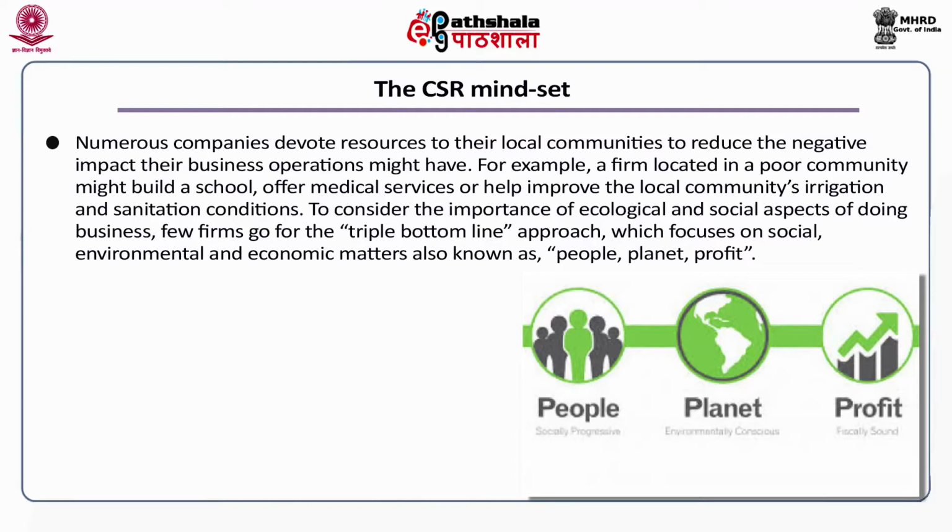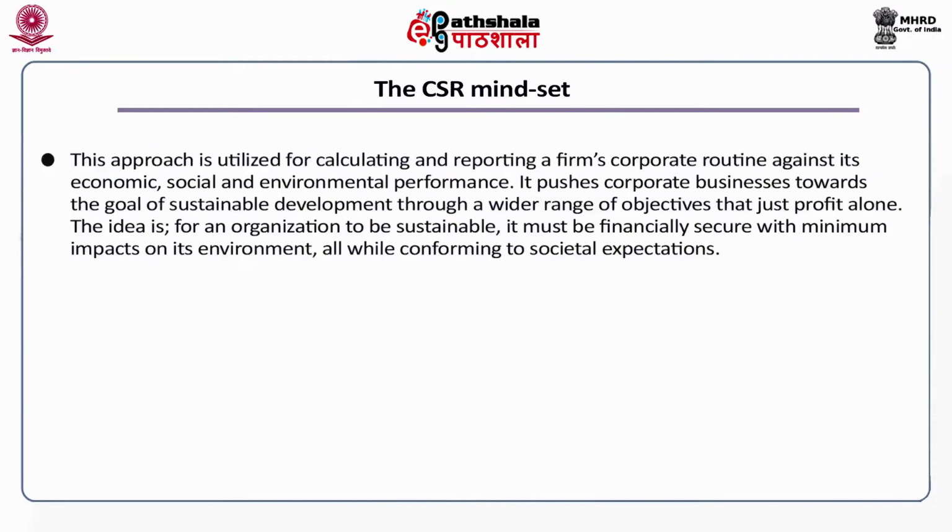To consider the importance of ecological and social aspects of doing business, a few firms go for the triple bottom line approach, which focuses on social, environmental, and economic matters, also known as people, planet, and profit. This approach is utilized for calculating and reporting a firm's corporate routine against its economic, social, and environmental performance. It pushes corporate businesses towards the goal of sustainable development through a wider range of objectives than just profit alone.